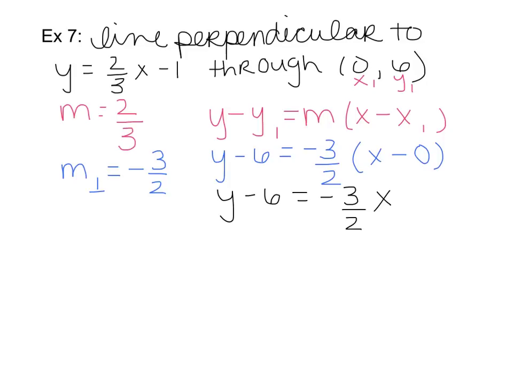Now this problem's really easy if I asked you to put it in slope-intercept form. All you would have to do is add the 6 to the other side, and you would get y equals negative 3/2 x plus 6. So it is perpendicular to the line y equals 2/3 x minus 1, but it also goes through the point (0, 6).